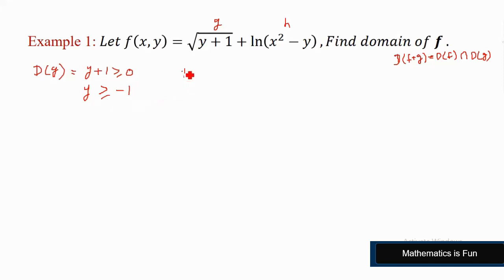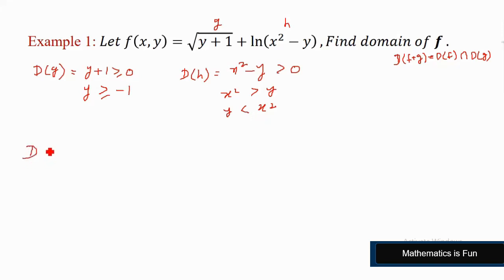Now let's find the domain for h. Now here h has a logarithmic term, so the logarithmic function is undefined for 0 and all the values less than 0. So here the argument of the logarithmic function should be greater than 0. So let's solve this inequality. It would be x square greater than y. Now rearranging this inequality, y is less than x square. So y less than x square is the domain for h.